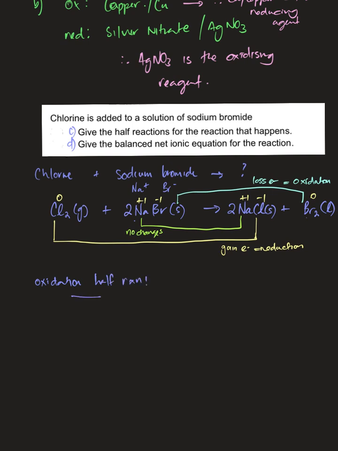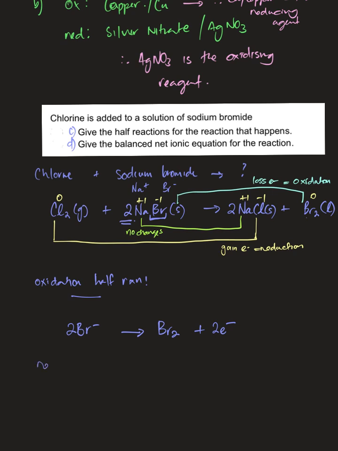Right. My oxidation half reaction is bromine. Bromine starts at -1. Can I see how many I have of it? 2. So I've got to say 2 Br minus. What happened there was it turned into a neutral atom, so it turned into Br2. And how did it happen? By spitting out 2 electrons. So that's my oxidation half reaction.